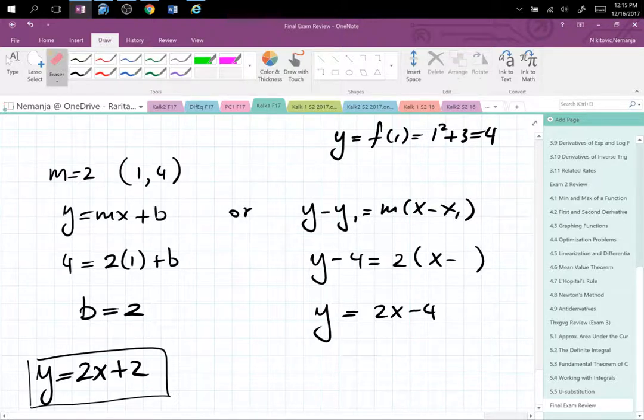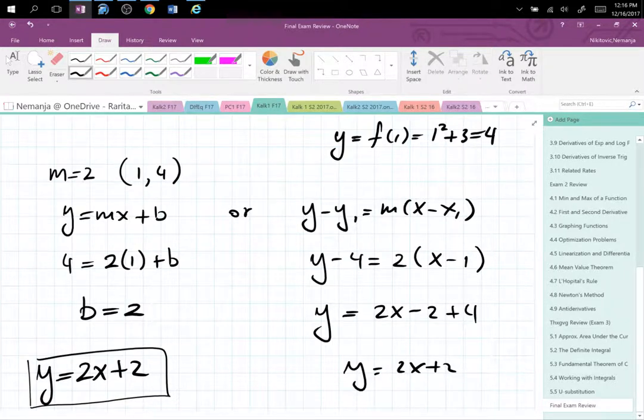No, this is a 1 over here. There we go. Plus 4, and there's your y equals 2x plus 2 again. Right, same. So whatever formula you like to use for tangent line, that's your algebra. I don't care what you use. Just get the tangent line straight, because it's a straight line.